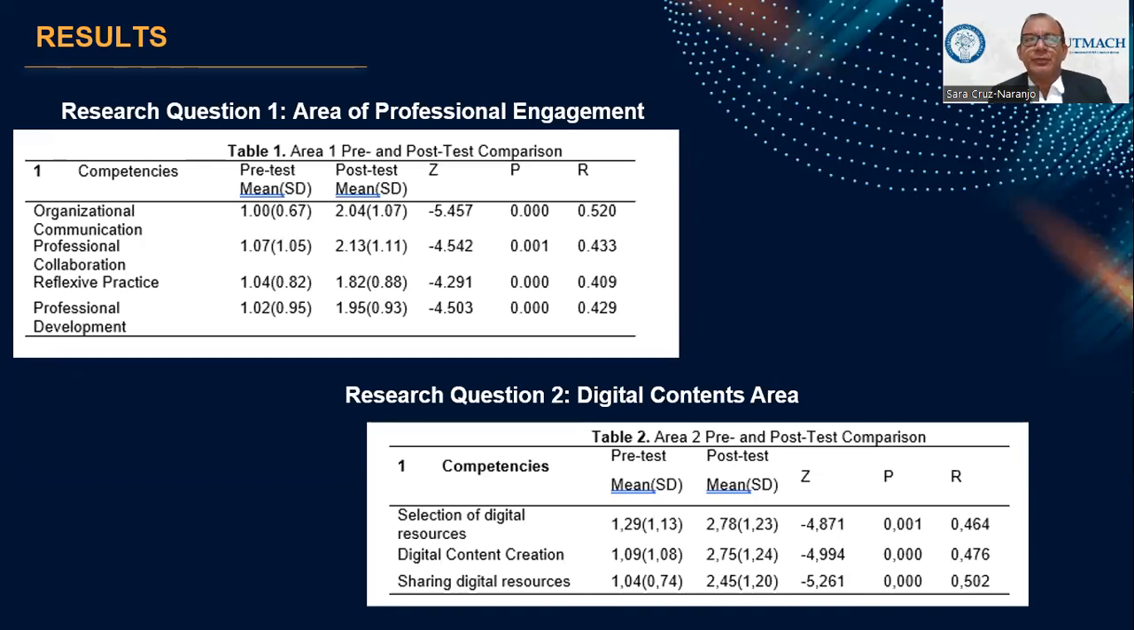Well, in this case, we have the results. The results are presented for each area of teaching digital competence of the DigCompEdu model in order to answer each of the questions posed in this research. First, for each area of digital competence, the results of the levels of teaching digital competence of the pre-test and post-test are presented. In addition, for each competency, the results of the Wilcoxon signed-rank test are presented to verify if there were statistically significant differences between the pre-test and post-test.